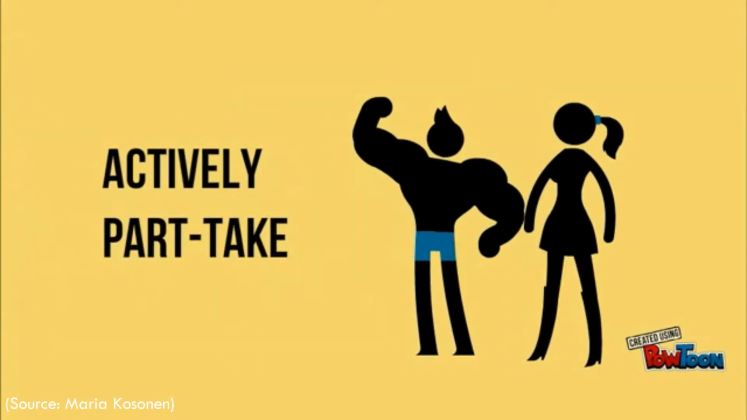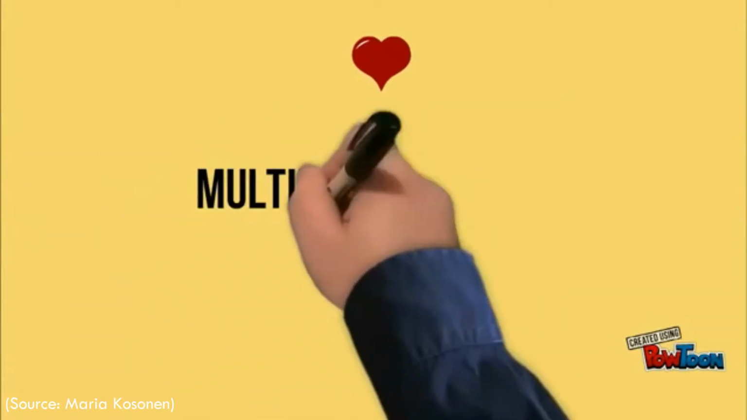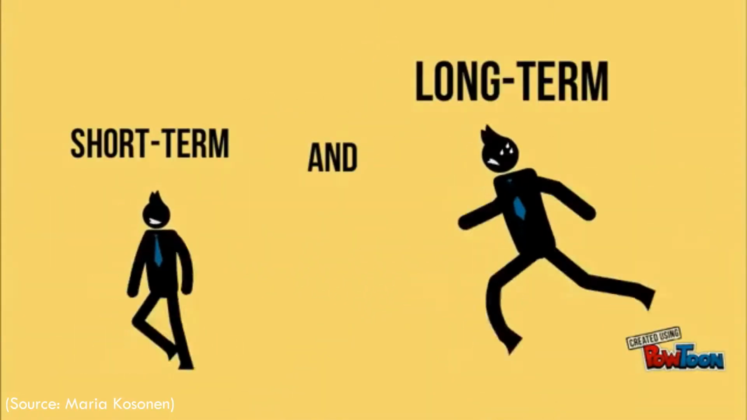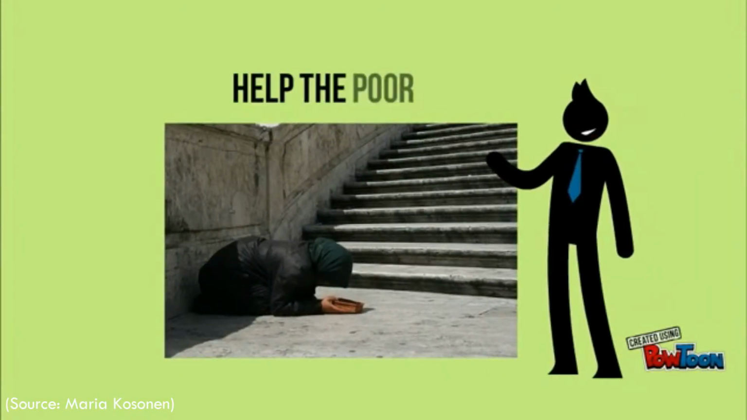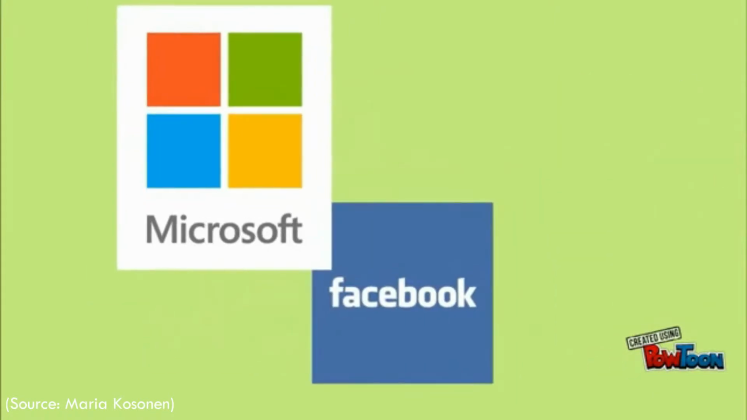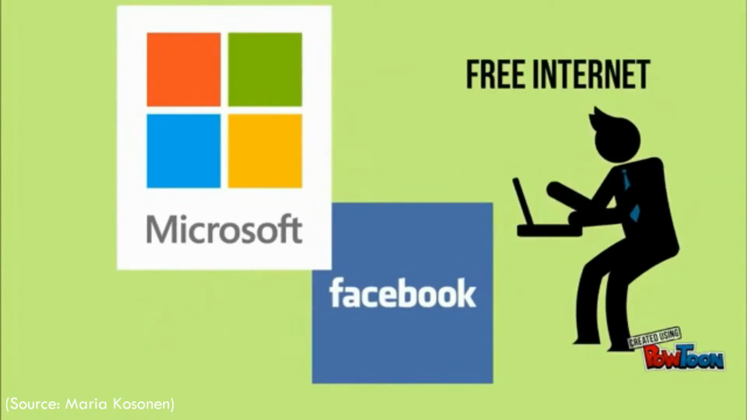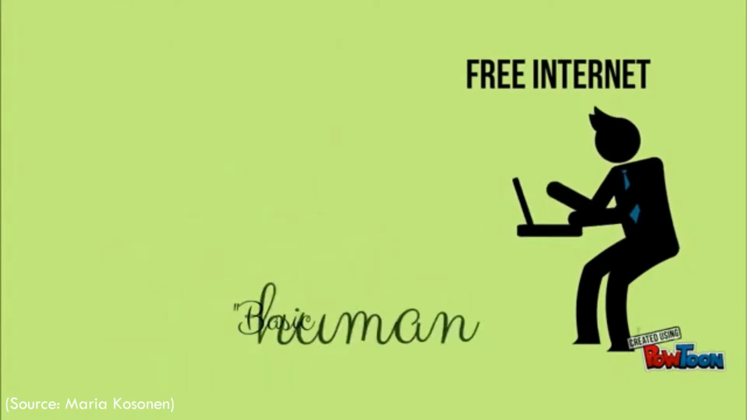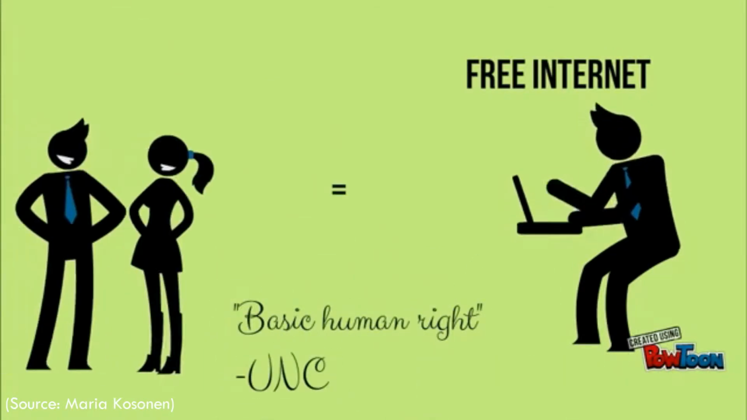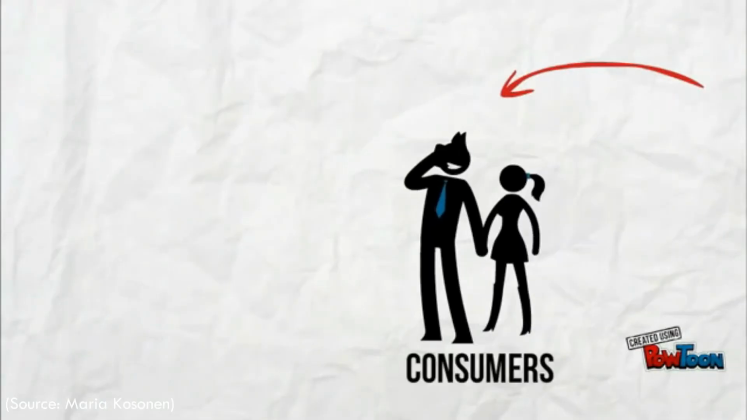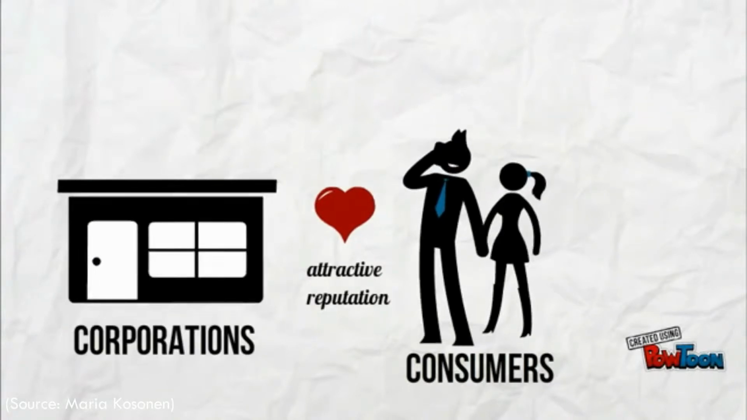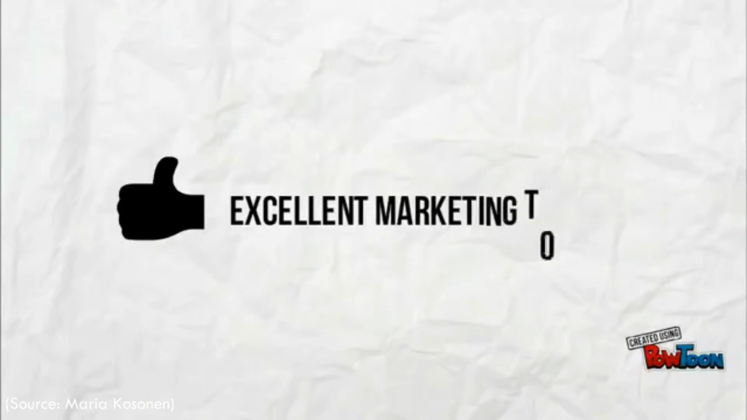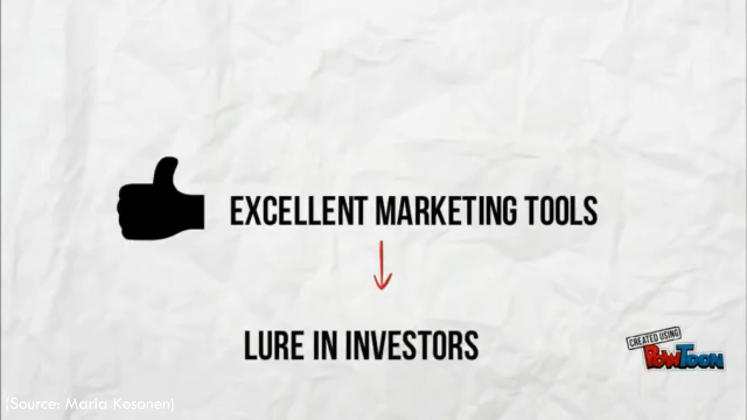Businesses which actively partake in CSR and poverty alleviation reap multiple benefits, both short-term and long-term. Think about every time you hear companies trying to help the poor, such as Microsoft and Facebook attempting to unite poorer societies through free internet, which is deemed as a basic human right by the United Nations Council, just as equality is. These reputable actions encourage us, the consumers, to paint a more attractive reputation of these corporations, resulting in excellent marketing tools for the firm, which also lures in eager investors.